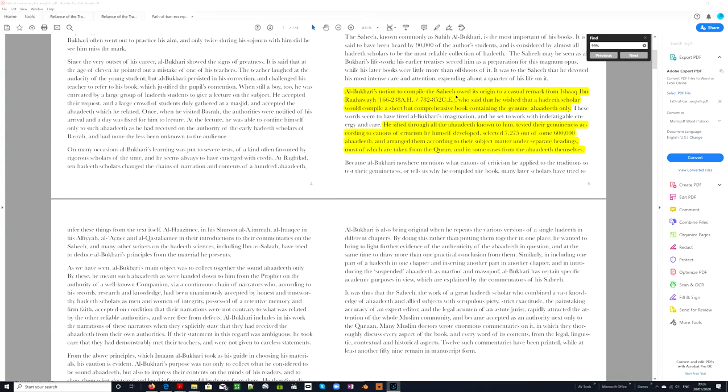Al-Bukhari's notion to compile the Sahih owed its origin to a casual remark from Ishaq bin Raweha, however you pronounce that, who said that he wished that a hadith scholar would compile a short but comprehensive book containing the genuine hadith only. Bukhari sifted through all the known hadith, tested their genuineness according to canons of criticism he himself developed. He selected 7,275 out of some 600,000 hadith and arranged them according to their subject matter under separate headings, most of which are taken from the Quran and in some cases from the hadith themselves.